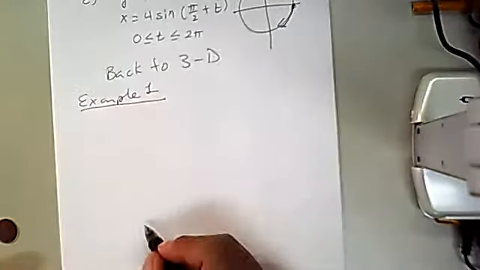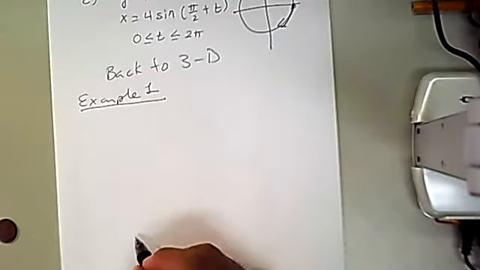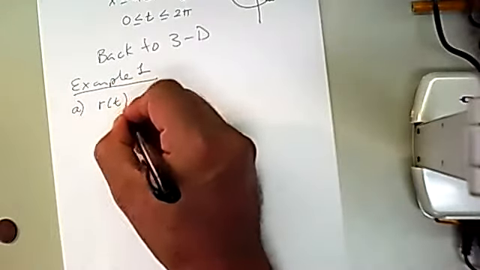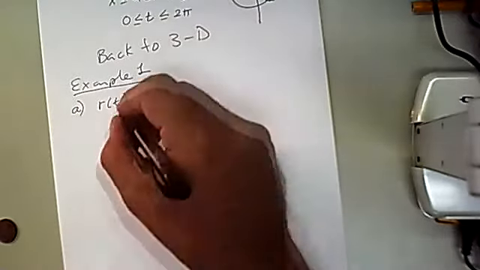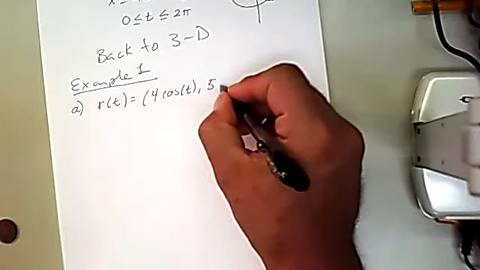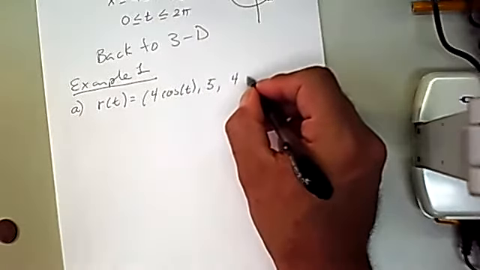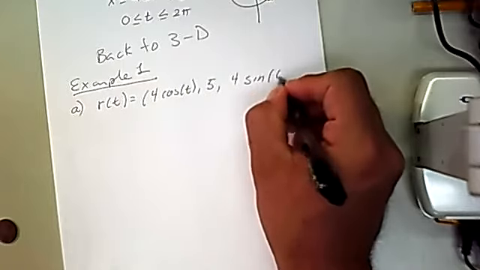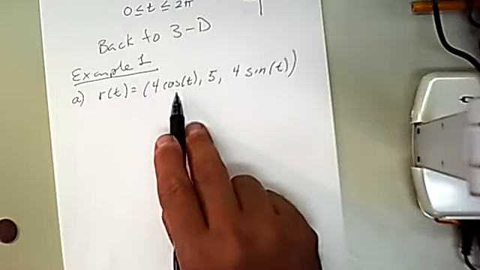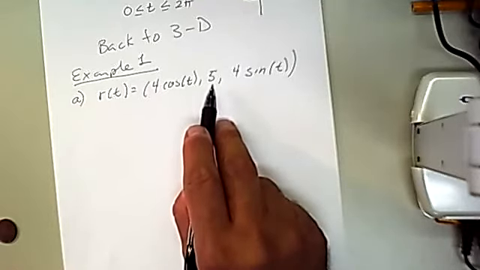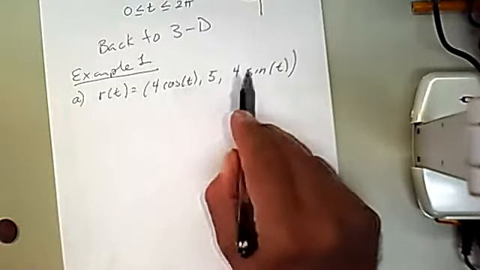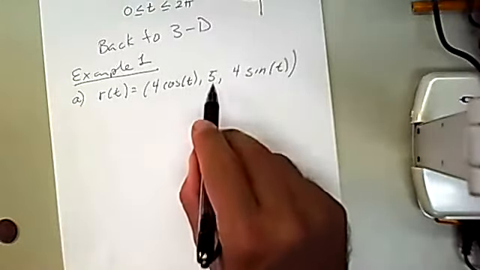And we're going to have different parts of example 1, different circles. So example A, let's say r of t is 4 times cosine of t, comma 5, comma 4 times sine of t. So this is in 3 dimensions. This is the x value, the y value will be fixed at 5 while we are producing a circle around the y-axis.